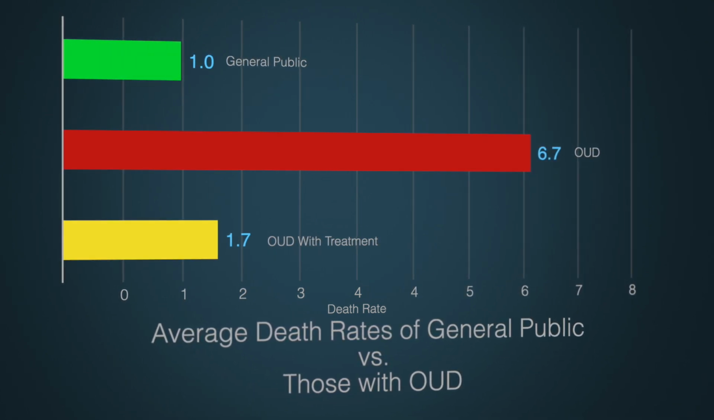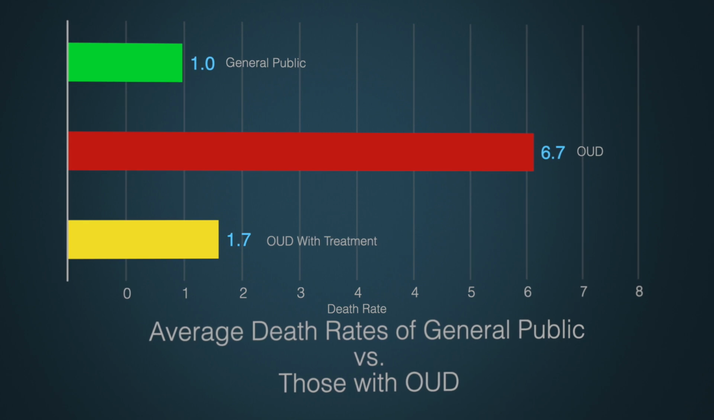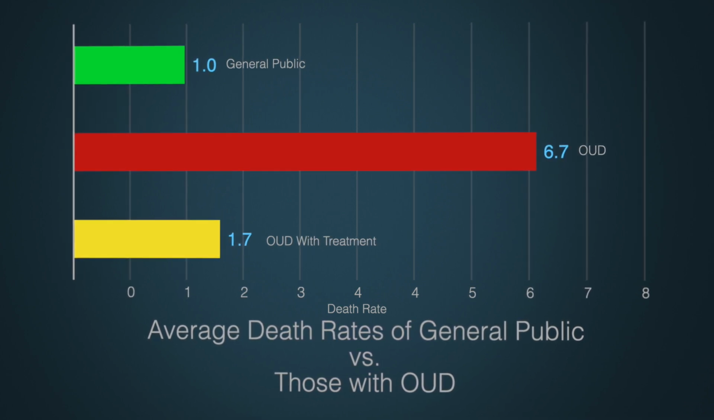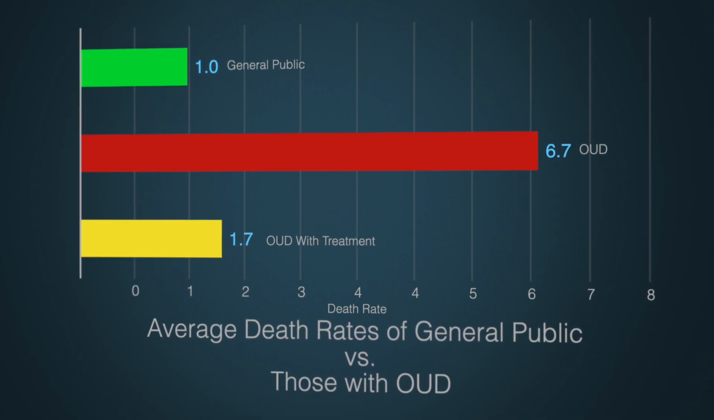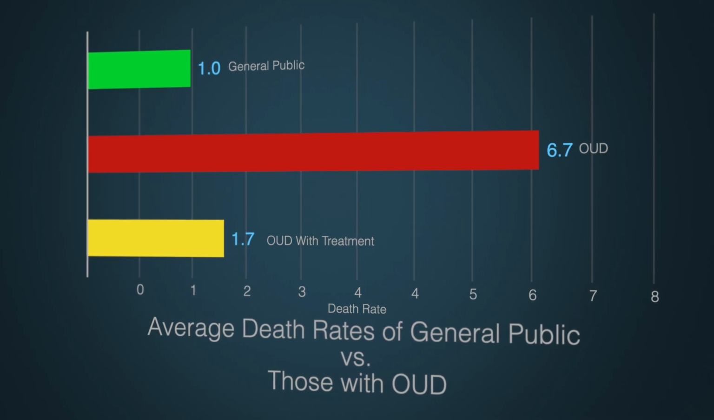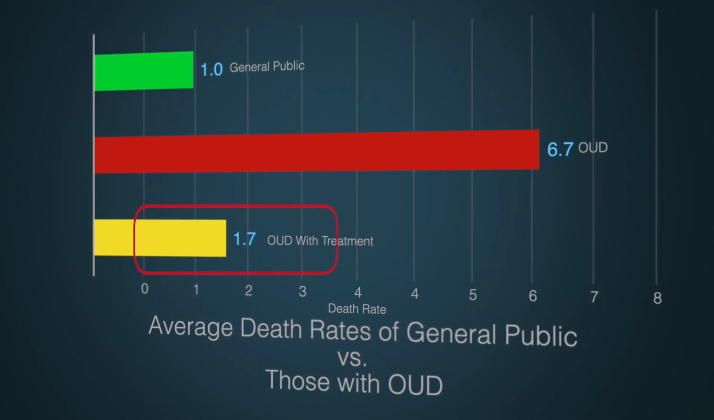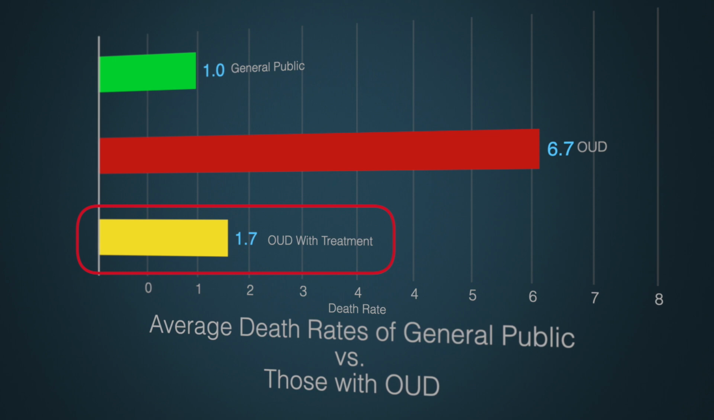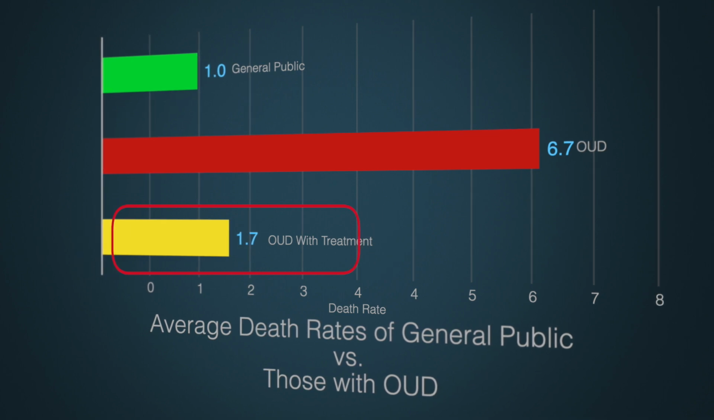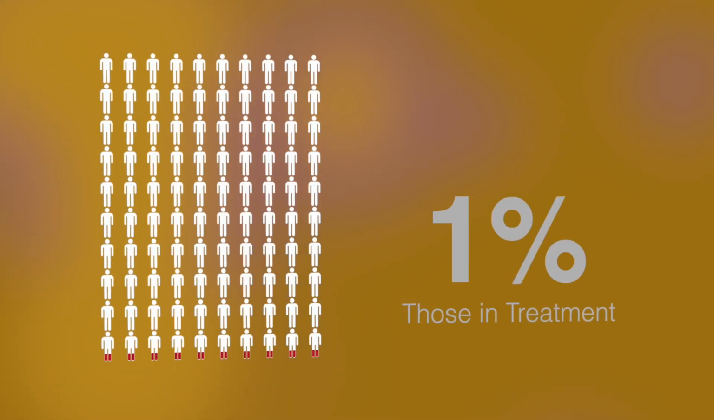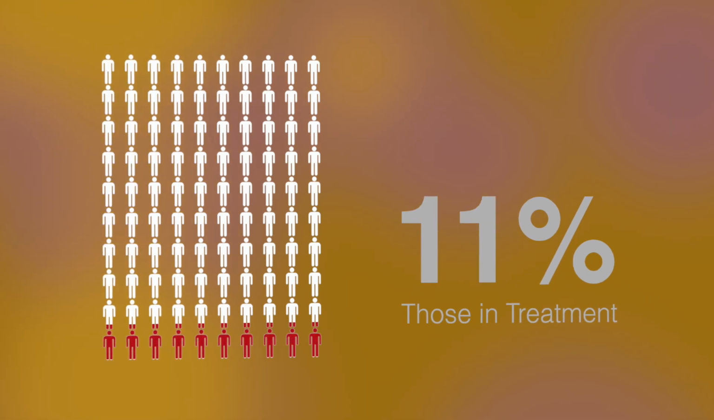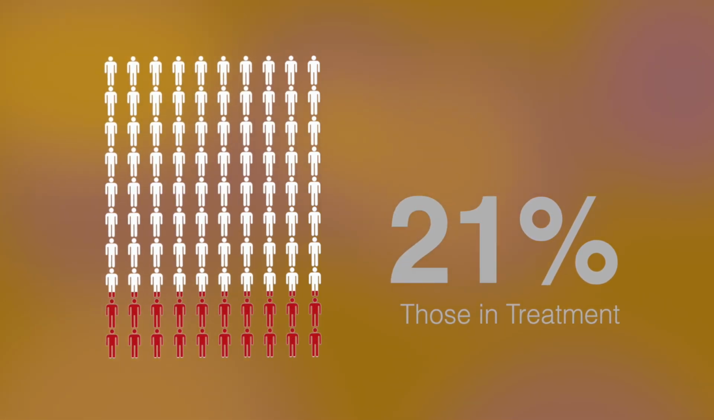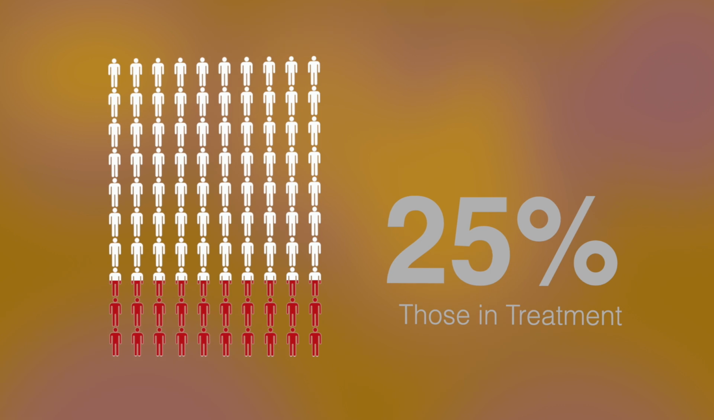The death rate for people with OUD is 6 times that of the general population. Now, with appropriate outpatient medical treatment, we are able to bring that person's death rate down more than 3-fold to 1.7 times the death rate. This is remarkable and something that every person in the medical industry should be shouting from the rooftops. But as of 2022, only 25% of the people who could be on OUD treatment are receiving treatment.